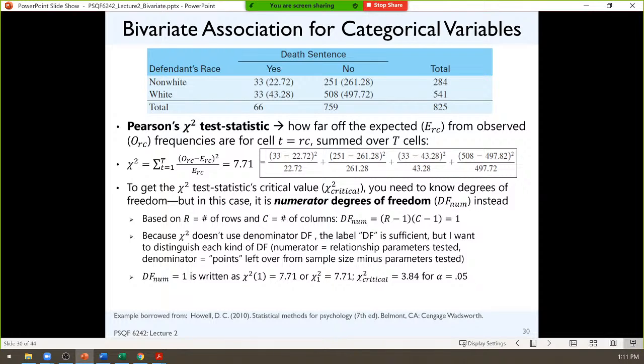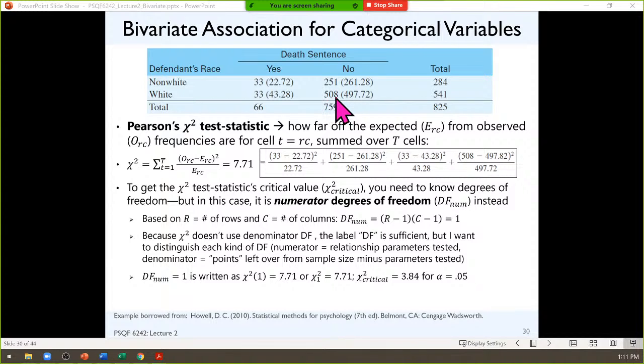The first thing I have to do is figure out whether or not a 7 is unexpected. So the reference for unexpected is the chi-square distribution. And the only thing that we need to know is how many degrees of freedom we have with respect to this table. Now, this is a new kind of degrees of freedom. It's what's known as degrees of freedom in the numerator. It's how many cells you have to know to figure out the rest of them.